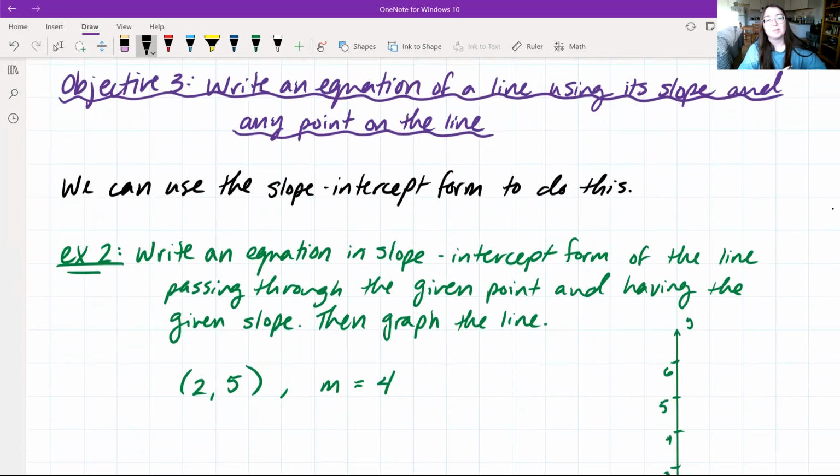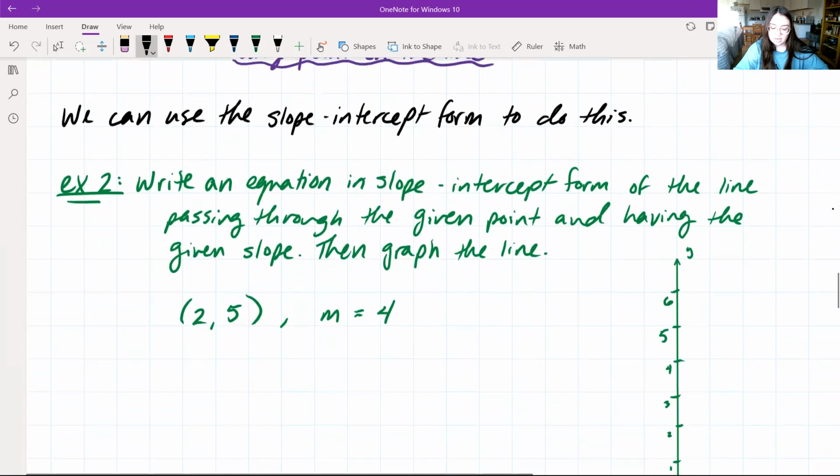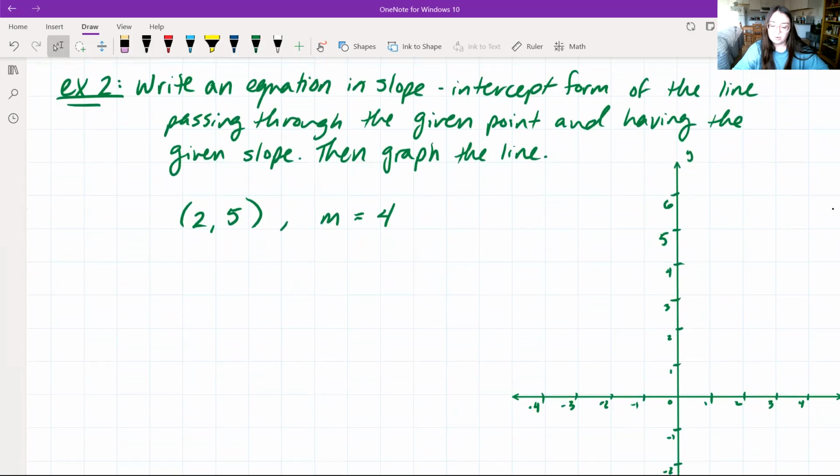So all right. Moving on to objective 3, we want to write an equation of a line using its slope at any point on the line. So we can use the slope-intercept form to do this. Example 2, we want to write an equation in slope-intercept form of the line passing through the given point and having the given slope. Then we want to graph our line.